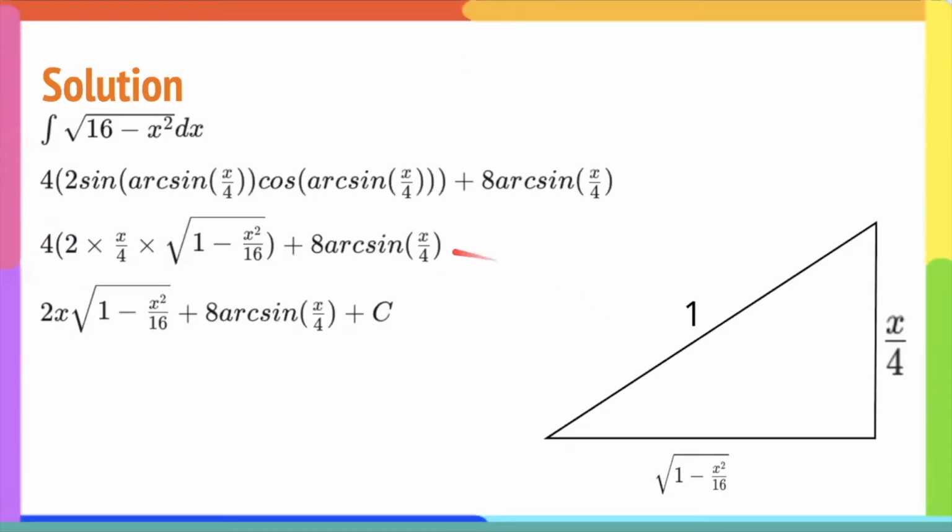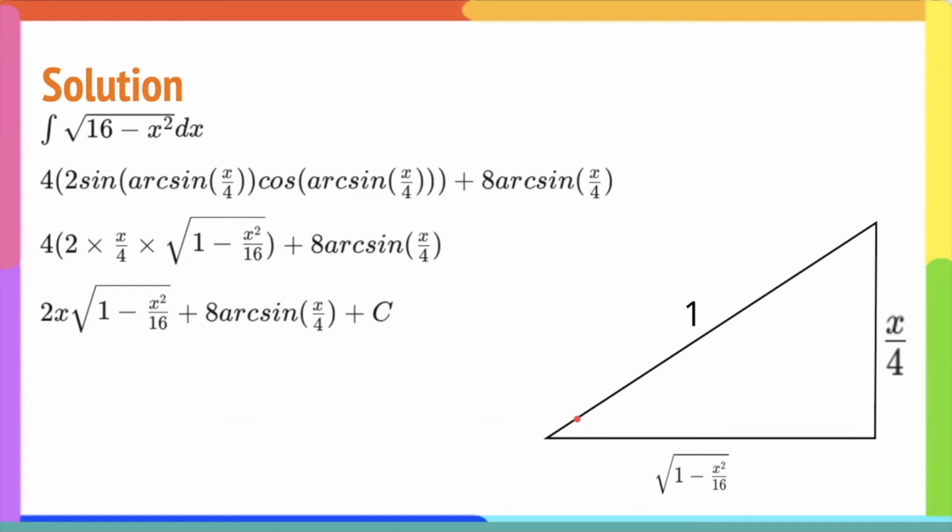And to simplify further, sine of arc sine, they just cancel each other out. And cosine of arc sine of x over 4, to simplify that, you draw a right triangle where the opposite side is x over 4 and the hypotenuse is 1. So you know that this angle right over here needs to be arc sine of x over 4.